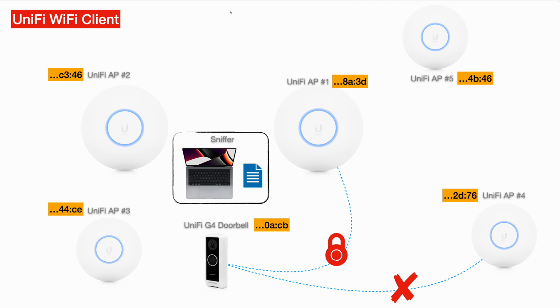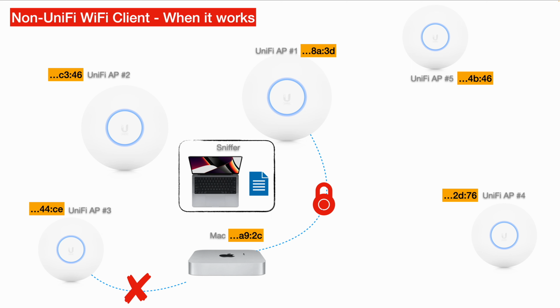There will be 4 parts in this video. First, let's use a UniFi Wi-Fi client device, a G4 doorbell. Let's look into the client itself and the AP settings, and then let's check the captured Wi-Fi frames to understand how it works. The second part is let's pick a non-UniFi Wi-Fi client.